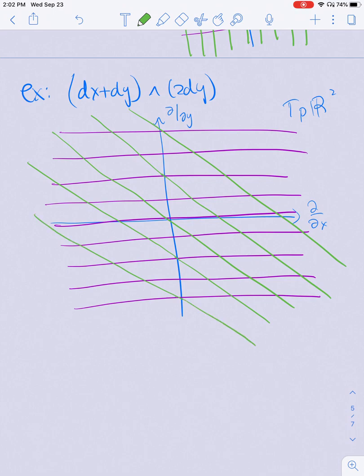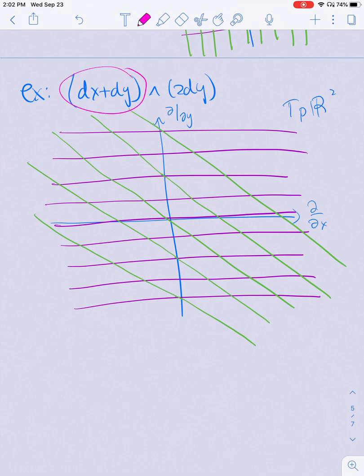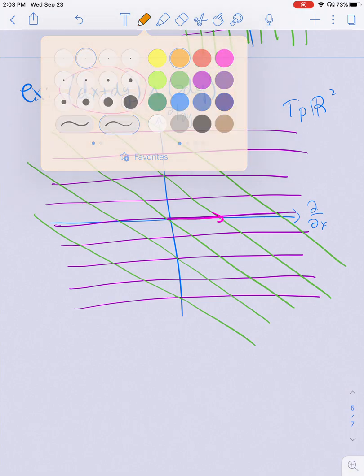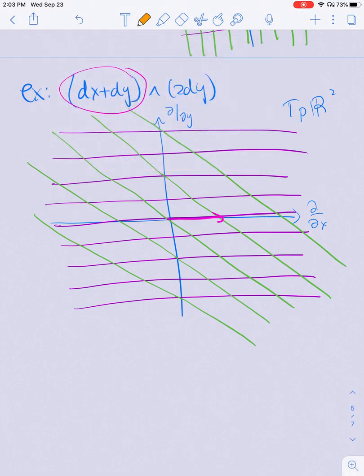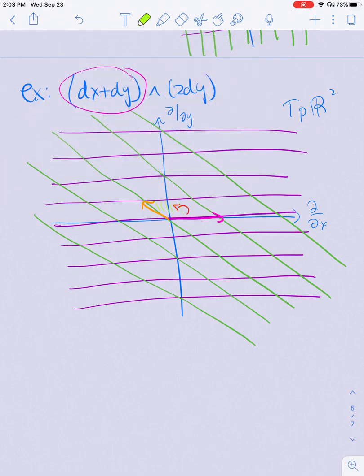Okay, so now my pink vector is on the 1 level set for dx plus dy and the 0 level set for 2 dy. And then my orange vector is on the 1 level set for 2 dy, but the 0 level set for dx plus dy. And again, I'm counterclockwise, and then I'm scaling all my areas so that this parallelogram has area 1.